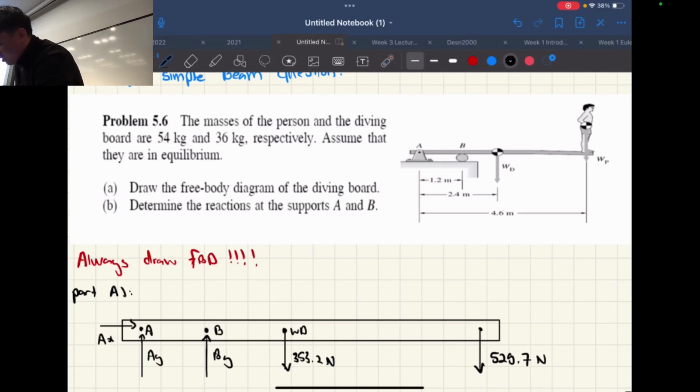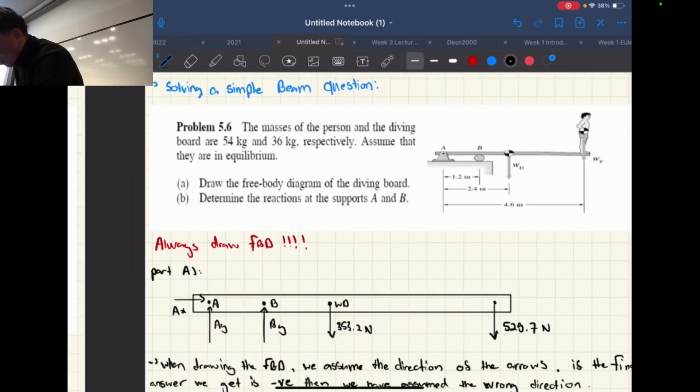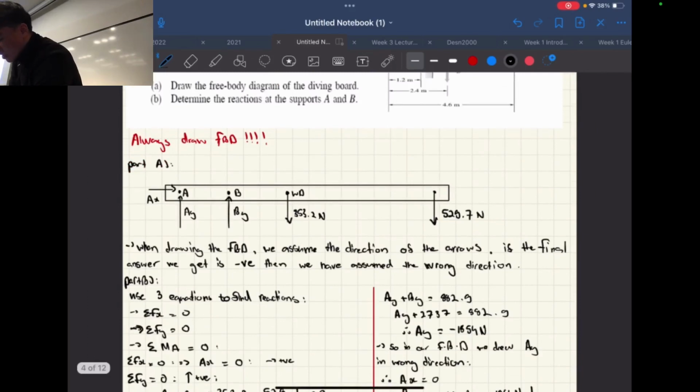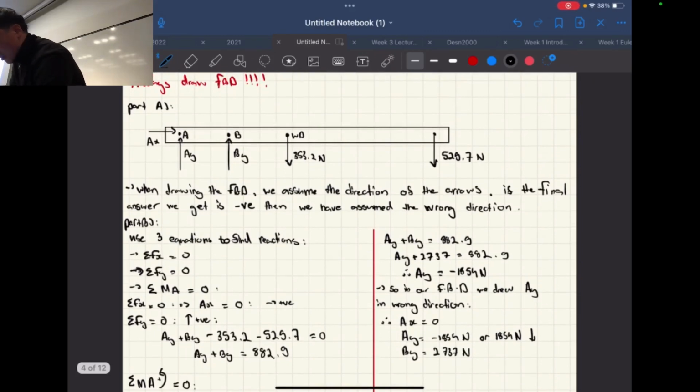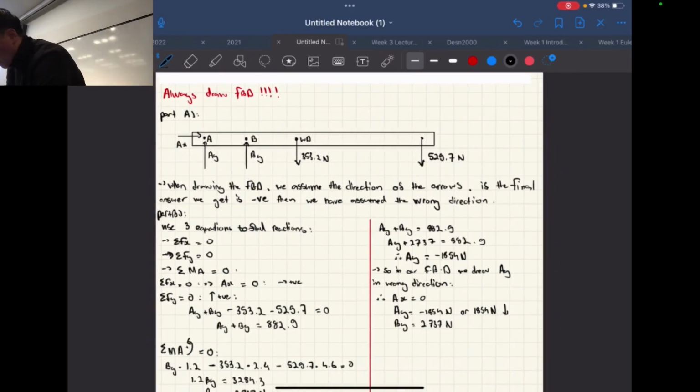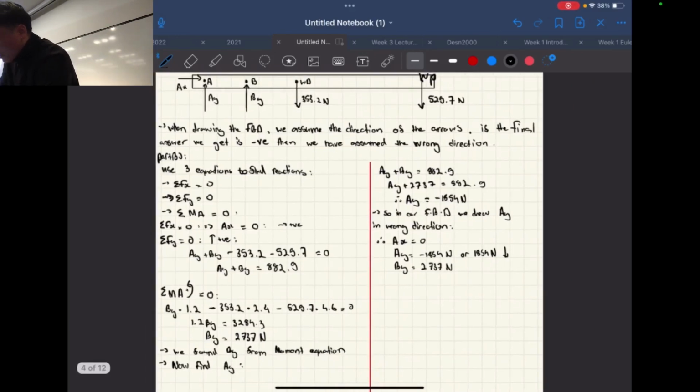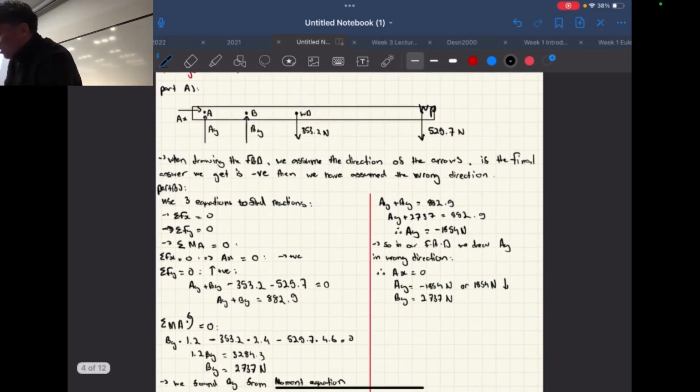So that's going to have two reaction forces there, and B you see has a little roller, so it's going to be a roller support. So we have two supports, and always draw an FBD in these types of questions. It's going to help you in the long run. At A we have two reaction forces, B has one, and then the weight force of the diving board and the weight force of the person, WP. When drawing the FBD you can draw the direction any way you want, up or down, but if you get a negative final answer, you assumed the direction wrong originally, so you have to redraw the direction of the force.